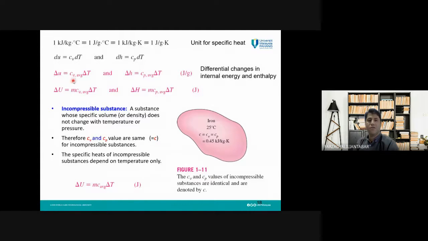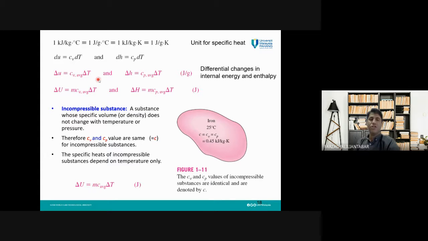This is the differential form, and we can write this equation with delta, or temperature difference, like this. Delta U equals Cv average delta T, and delta H equals Cp average delta T. The d is changed to delta. It is assumed that we have an average temperature change in the system. As I said, this average is important. How can you find this average? You need to know the average temperature. You will see in the examples.